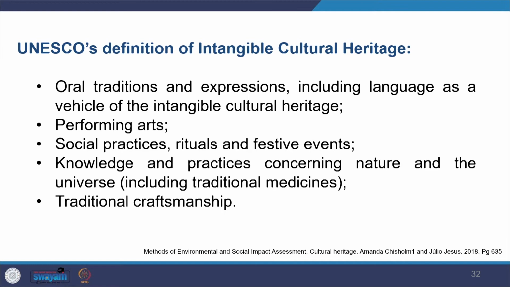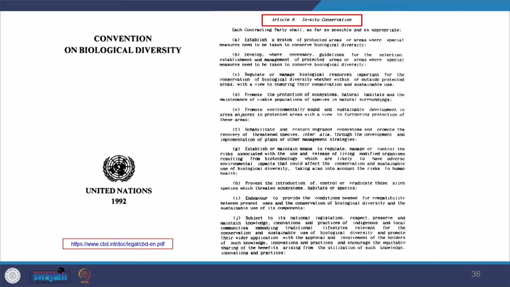And not only that, but also the knowledge and practices related to how they interact with nature and our surroundings. It would also include the craftsmanship, the skills, and the traditional knowledge which they have. So you see that UNESCO provides that. And some of the key areas we see is the Convention on Biological Diversity.